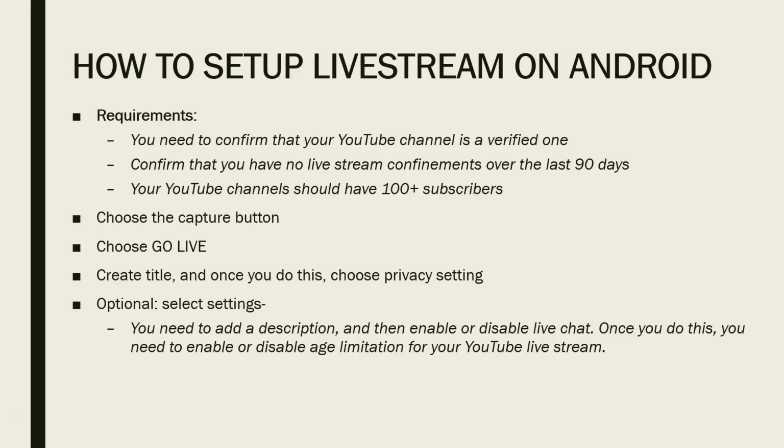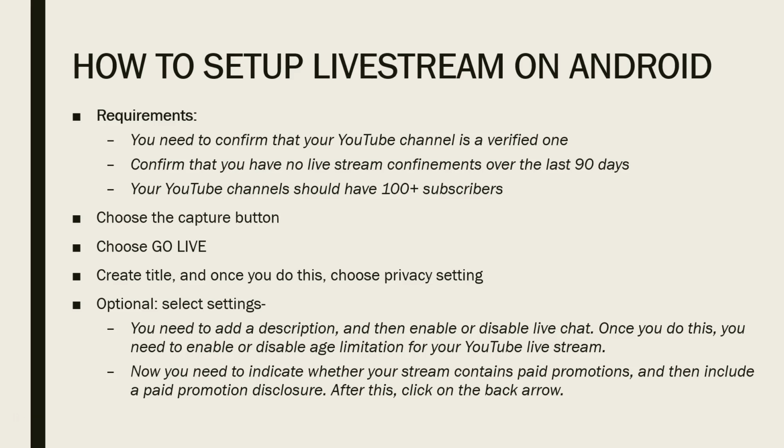So, if you are enabling your live chat, you need to make sure that you are enabling an age limitation for your YouTube live stream as well. Now you need to indicate whether your stream contains paid promotions that include a paid promotion disclosure. Then you have to click on that back arrow. Now, if you're first getting started and you just have 100 subscribers, when you're going to be doing paid promotions, that is not going to be enabled for you yet.